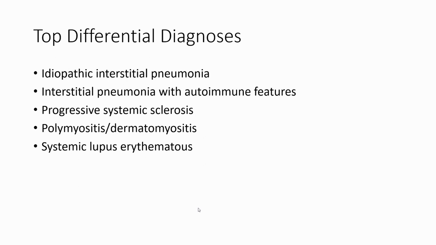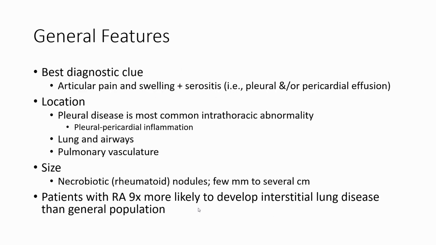Top differential diagnosis: idiopathic interstitial pneumonia, interstitial pneumonia with autoimmune features, progressive systemic sclerosis, polymyositis, dermatomyositis, systemic lupus erythematosus. Best diagnostic clue: articular pain and swelling plus scleritis. Location: pleural disease is most common; intrathoracic abnormality, lung and airway, pulmonary vasculature. Sign: necrobiotic nodule, 2 mm to several cm.